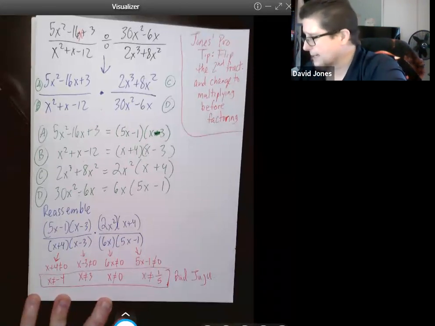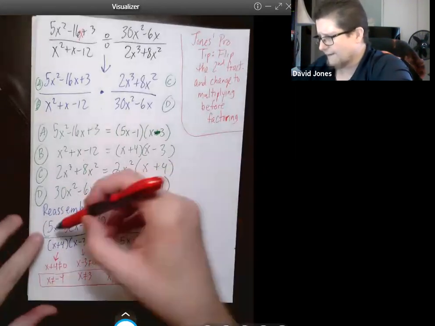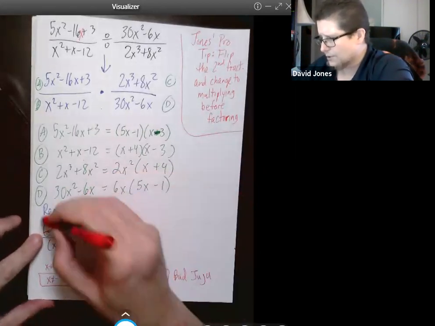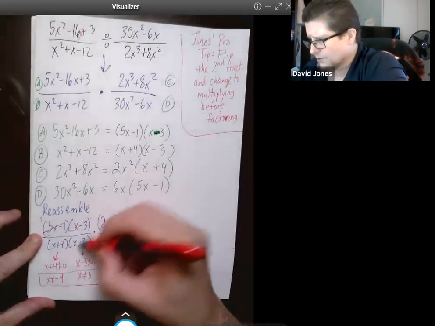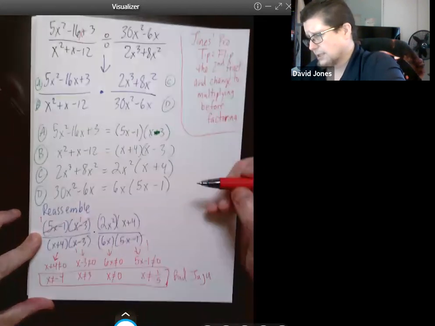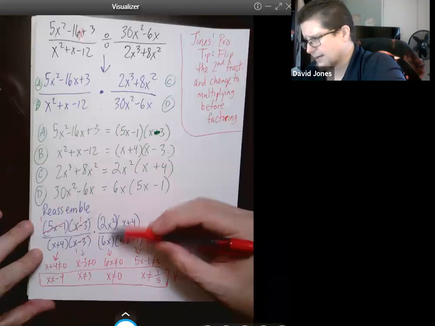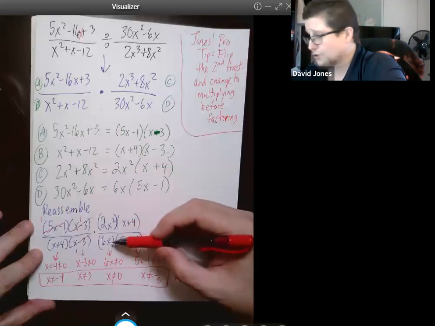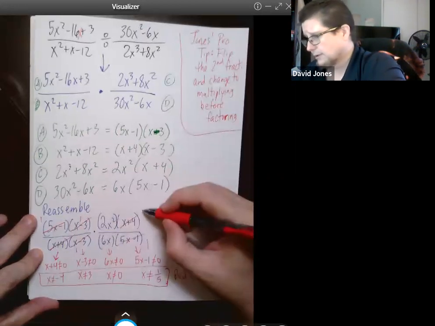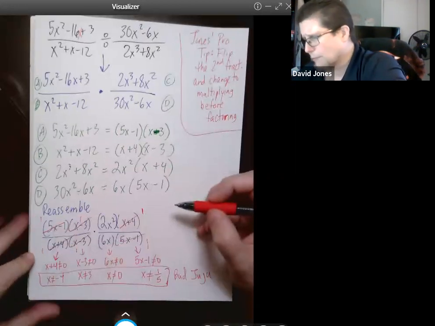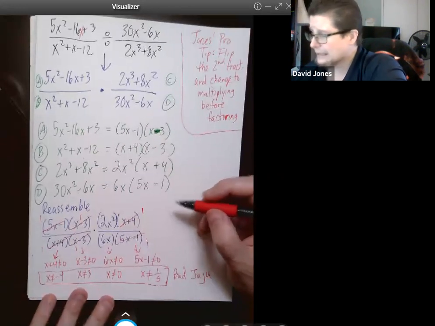Now I'll cancel what I can. Starting on the top, I'll just go across. I've got a 5x minus 1 on top and bottom. Those cancel and leave behind a 1. X minus 3's cancel. Those leave behind a 1. I'm going to come back to this 2x squared and the 6x because I didn't really actually factor the 6x, and I probably should have. X plus 4's cancel. Leaves behind a 1. But I wouldn't have factored the 6x or something like that first. I was just finding a greatest common factor.